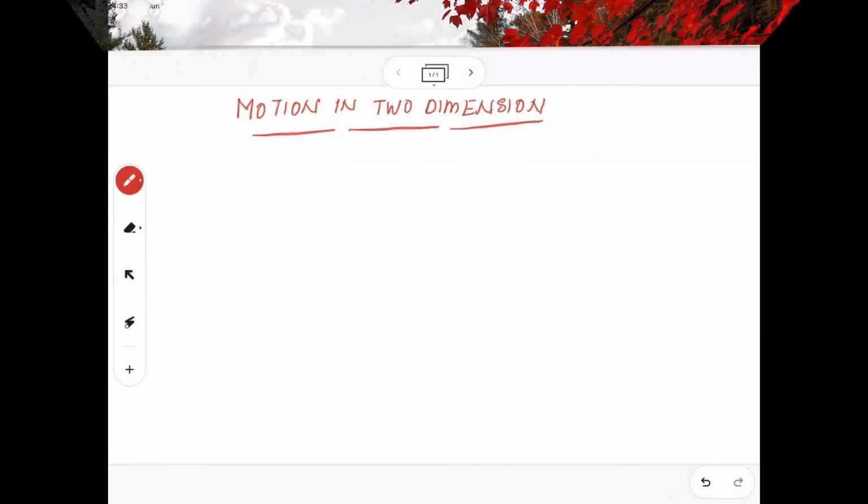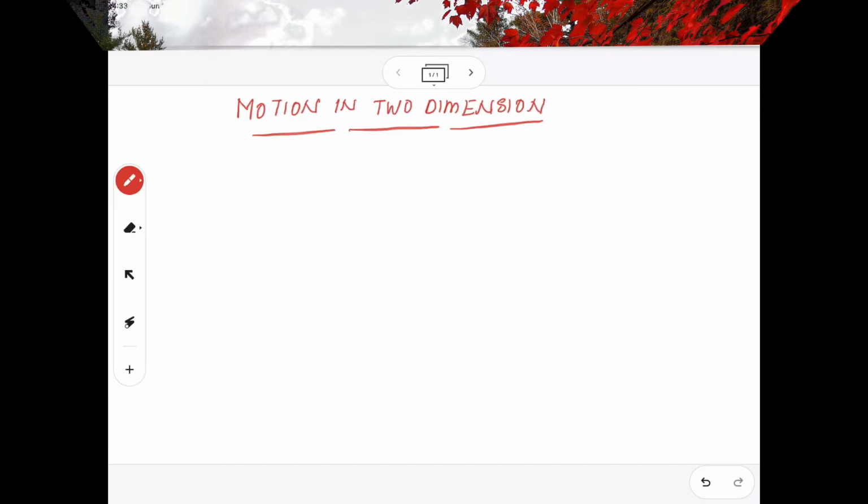Today we will study the description of motion in two dimensions. In this lesson we will study the description of motion in a two-dimensional plane. That means a Cartesian coordinate system consisting of an x-axis and a y-axis.